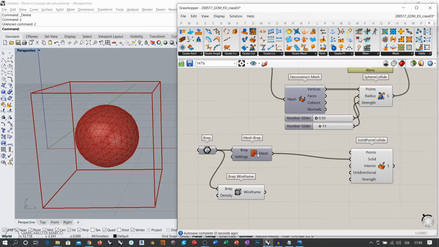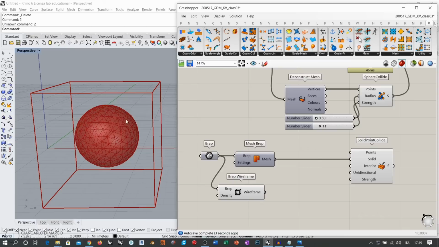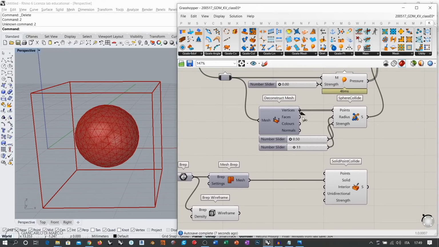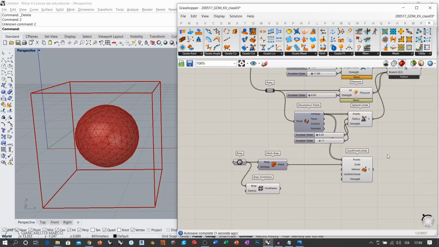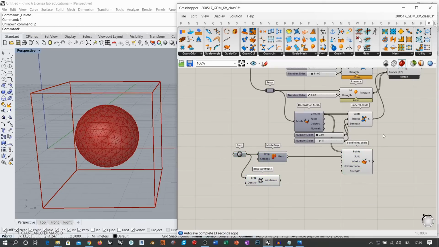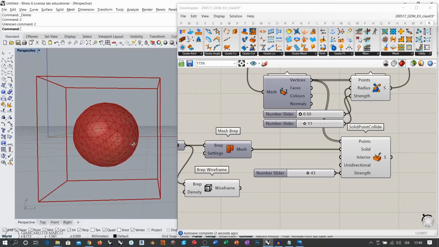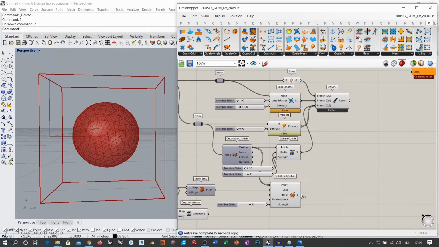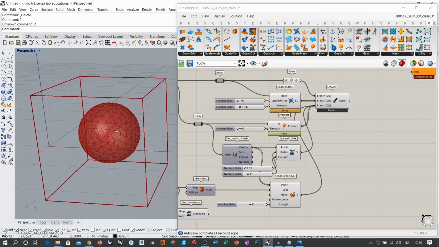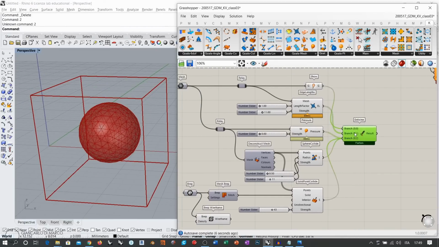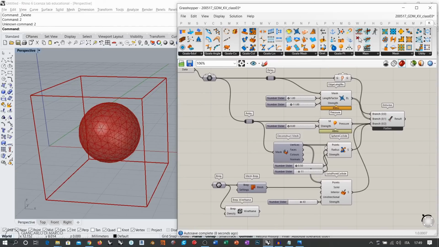So this is the solid, and we need the vertices of this object to collide with this box. We already have the vertices, they are here. So I'm going to use them also for this collision with our box. And the strength, of course, is going to be another 11 slider. Eventually this is going to be stronger because we want this sphere to absolutely stay inside this box. So we have another collision object here. Yeah, so basically I think that this is already a good setup for our goals.